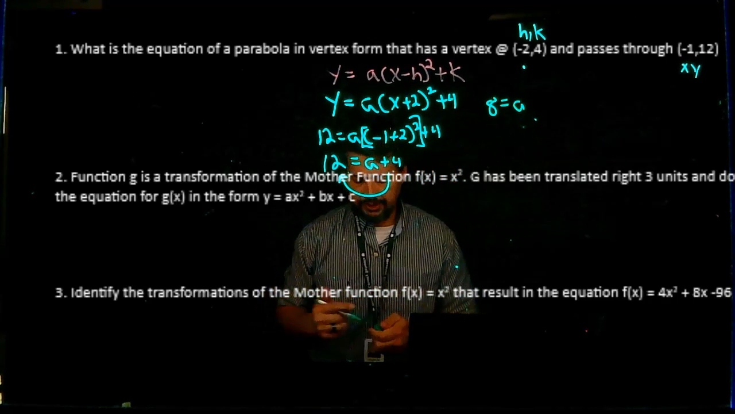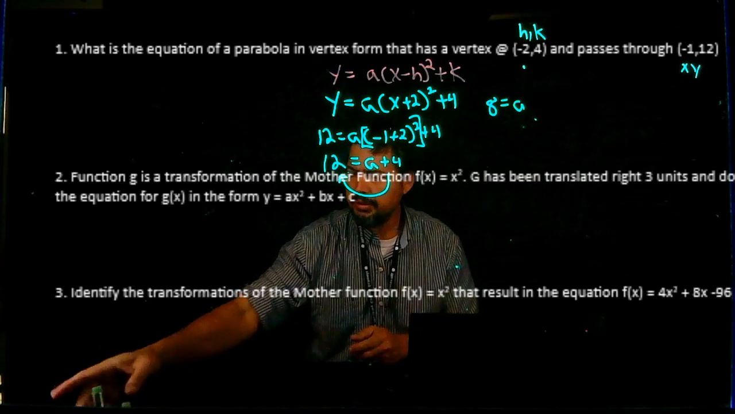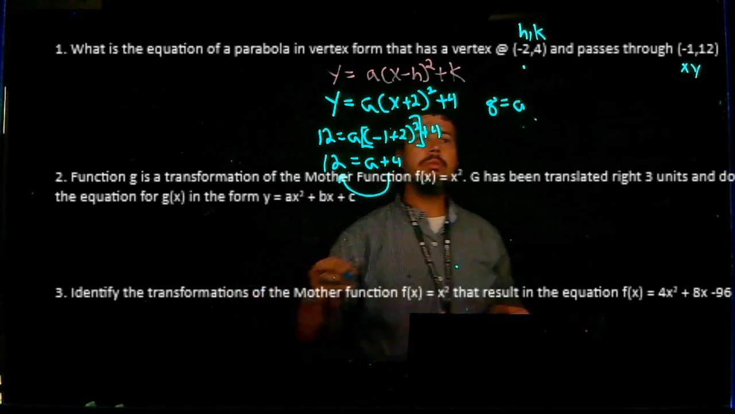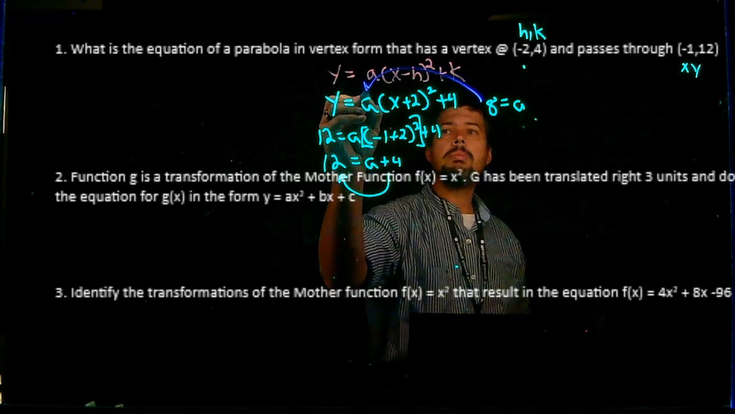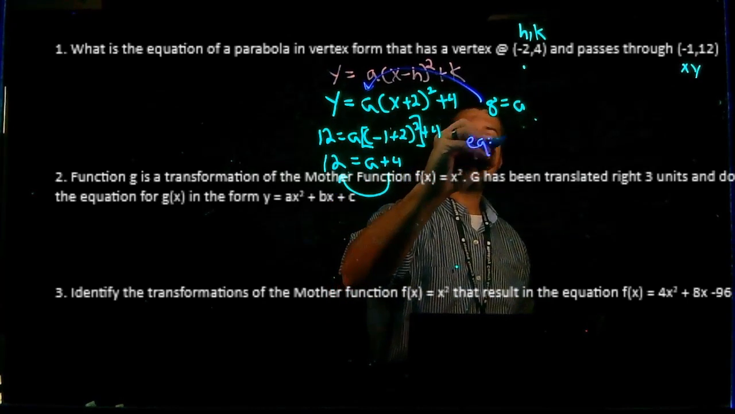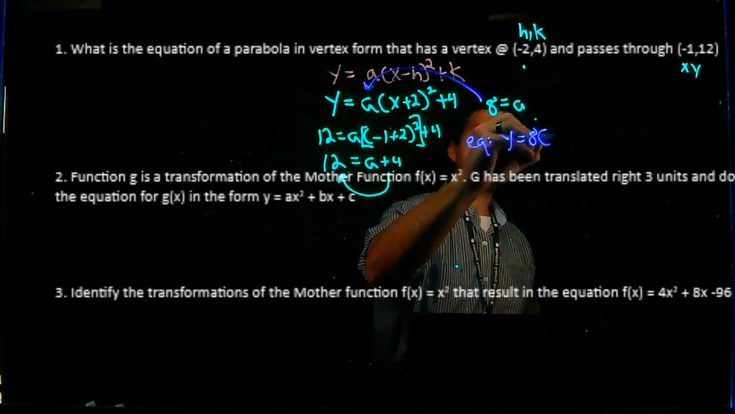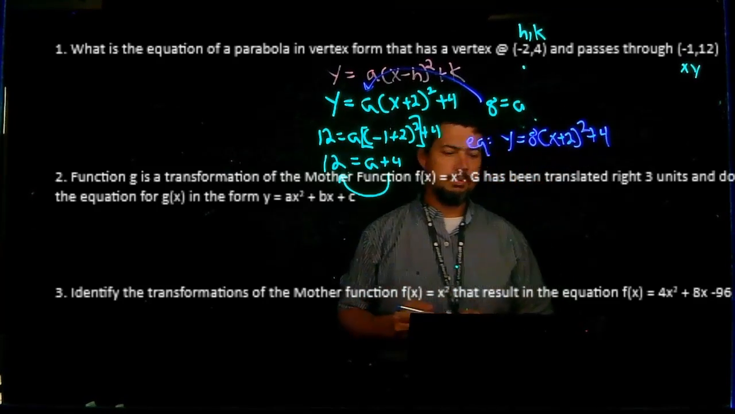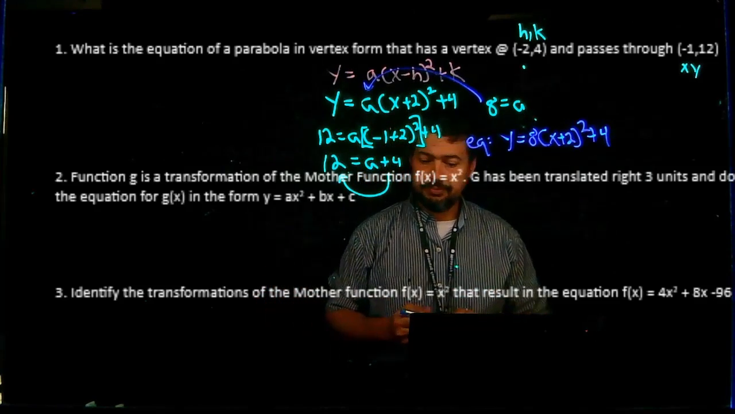Now your goal here, and this will be multiple choice, but your goal is to actually write the equation. So when you talk about your equation, you just have to plug that 8 in where she belongs, and she belongs right there. The equation is y equals 8 times (x plus 2) quantity squared plus 4. That's how hard it is.